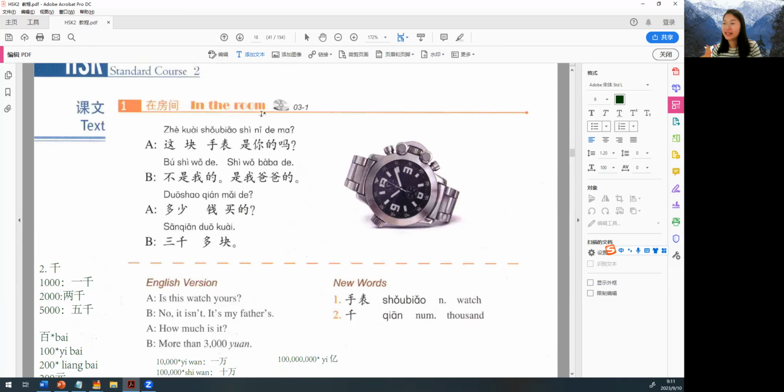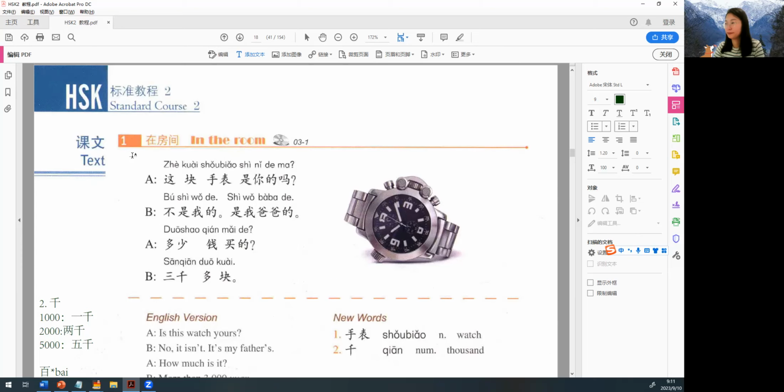All right, so now let's take a look at the text. Please follow me. Let's read this text together. 这块手表是你的吗？不是我的，是我爸爸的。多少钱买的？3000多块。So A asked, is this watch yours? Then B answered, no, it's not mine, it's my father's. Then A asked, how much is it? And B said, 3000多块.